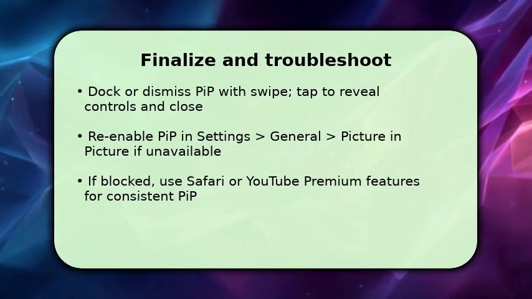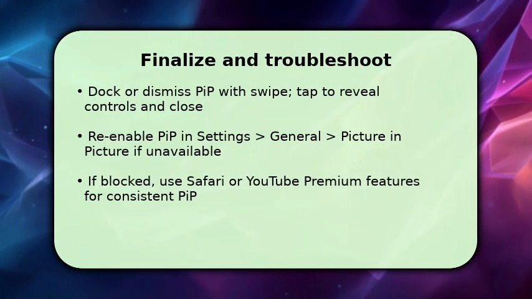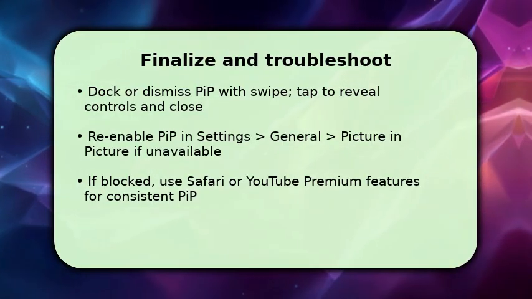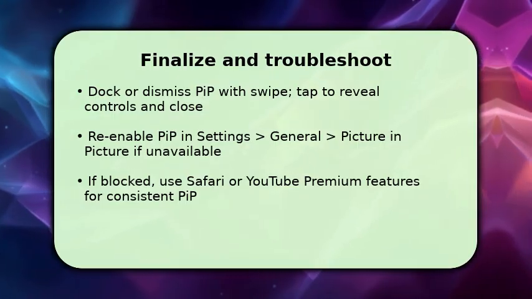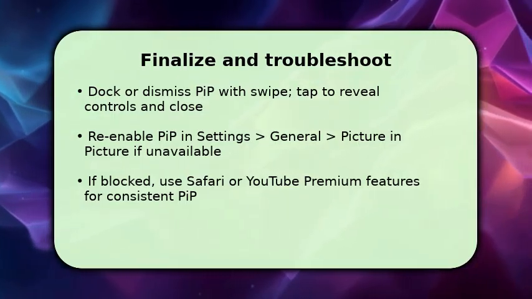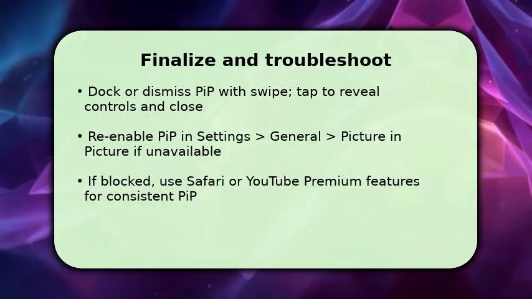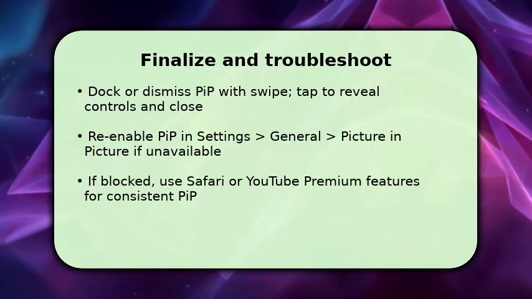Finish by placing the floating window where it won't obscure content, and use the on-window controls to pause, close, or return to the app. If Pi-P fails, make sure Picture-in-Picture is enabled in Settings, General, Picture-in-Picture. Then retry with Safari, as it often supports Pi-P when apps restrict it.